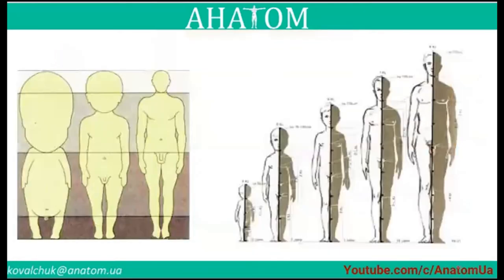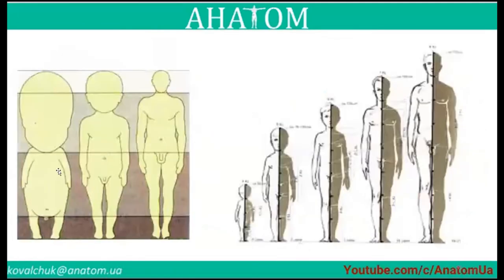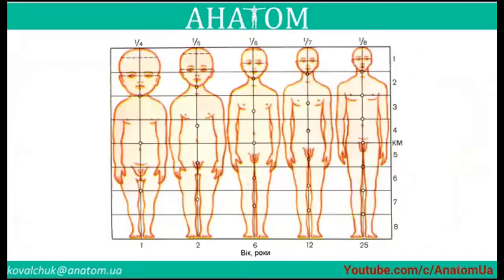So a very important moment is the structure of the internal organs at different ages. For example, the liver in an adult, and the liver in a newborn: in the abdominal cavity of a newborn, the liver is very big, taking half of the abdominal cavity. At different ages, the form and structure of internal organs change, in different cavities and in different systems.